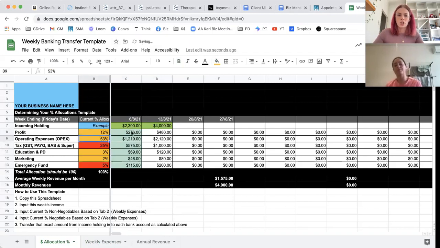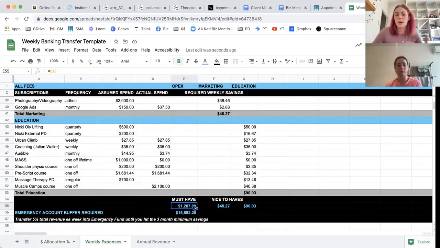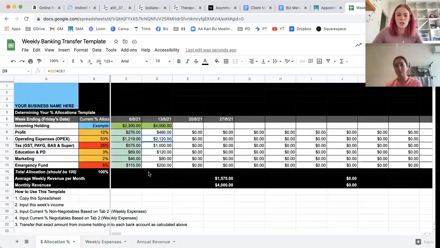Changes. Oh, okay. Yeah. So these numbers are now stuck because what you will have done is transferred the money from your income holding account into all your other business bank accounts that have these titles. And so obviously it still has to equal 100%, but you go, okay, maybe your weekly expenses went up, or maybe they didn't, maybe they're 1,207. So now you're at 2.